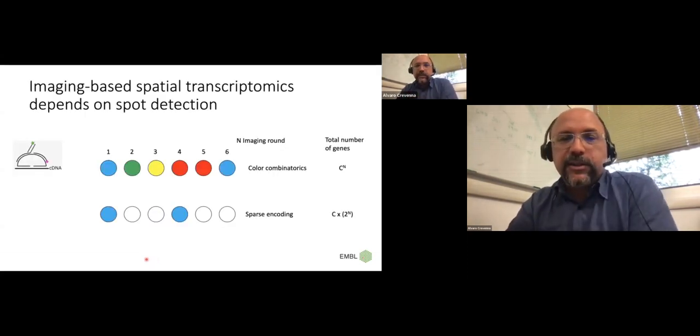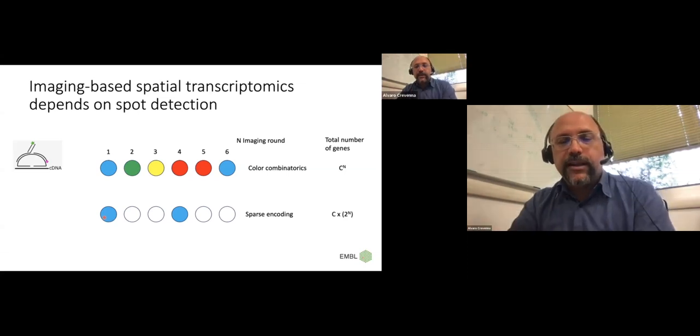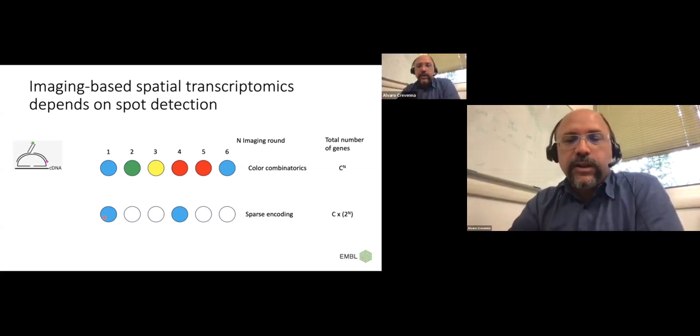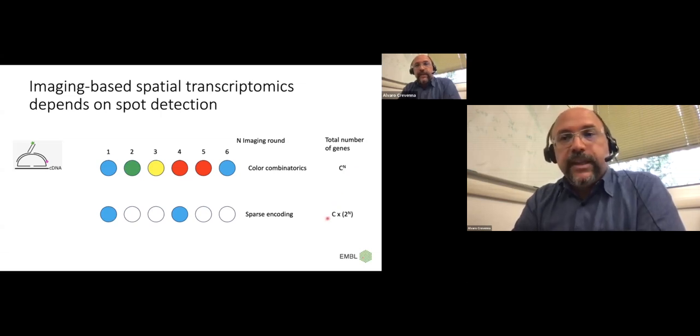Normally there are essentially two ways of visualizing things. One is color combinatorics, like in situ sequencing, where in different rounds you visualize the same spot with different colors. The other is sparse encoding, as it's called, like in MERFISH, where the transcript is only visible in some specific rounds. In combinatorial encoding, you can encode many more genes than you can with a sparse encoding, although it has a potential limitation that you might run into optical crowding effects.